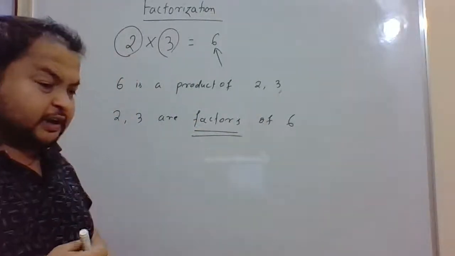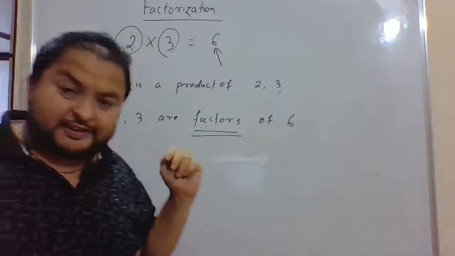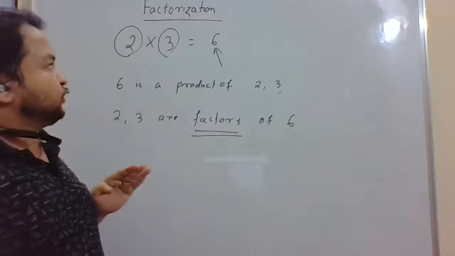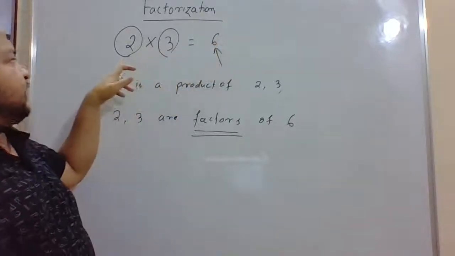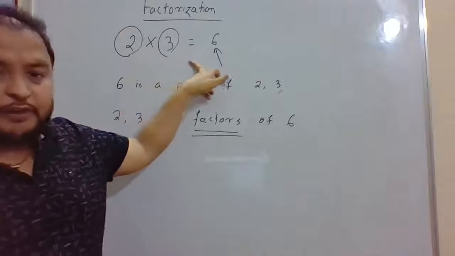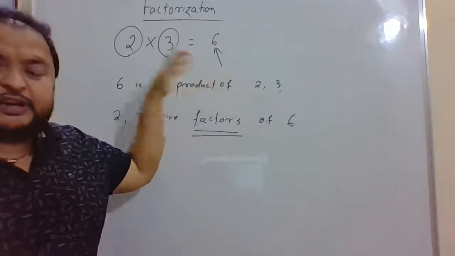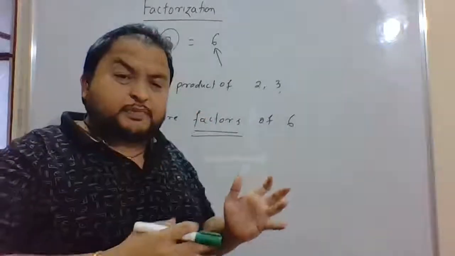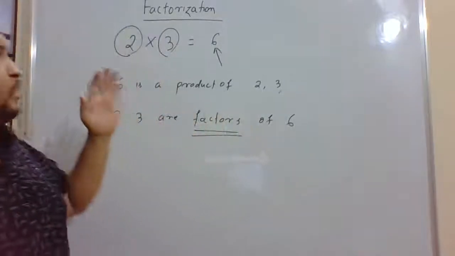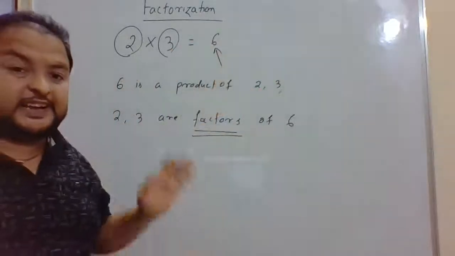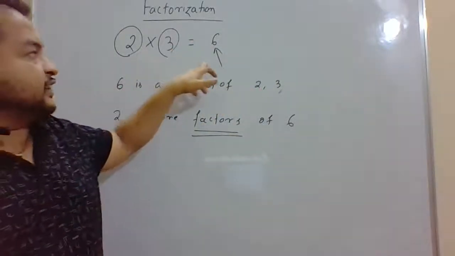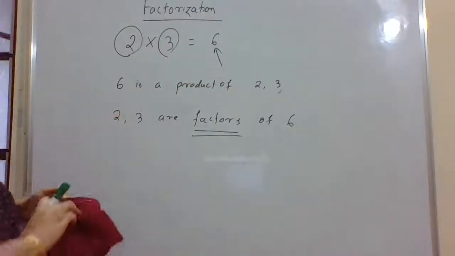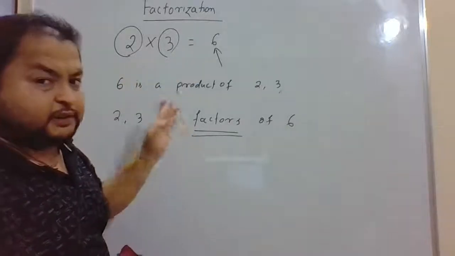So whenever you get a problem in an exam that says factorize this, it means they want you to express 6 in terms of multiplication of multiple things. Whenever a number or an expression is expressed as a multiplication of multiple things, those individual things are called factors of the product.